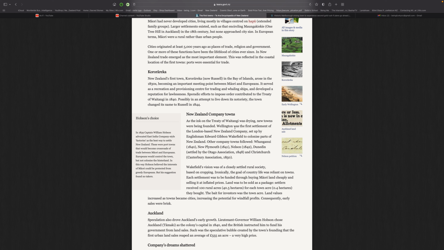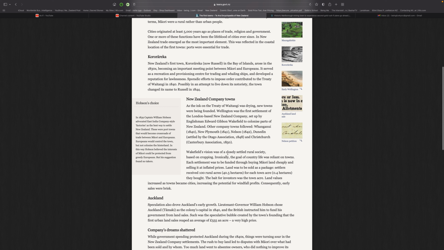Okay, so let's look at this. Wellington was the first settlement of the London-based New Zealand Company. Always they have all these limited companies, often have three words as well, the magic power of three. Set up by Englishman Edward Gibbon Wakefield to colonise parts of New Zealand. Other company towns followed: Whanganui, 1840, New Plymouth, 1841, Nelson, 1842. Wow, these massive cities were just getting going in a really quick time. Dunedin settled by the Otago Association in 1848 and Christchurch in 1850.